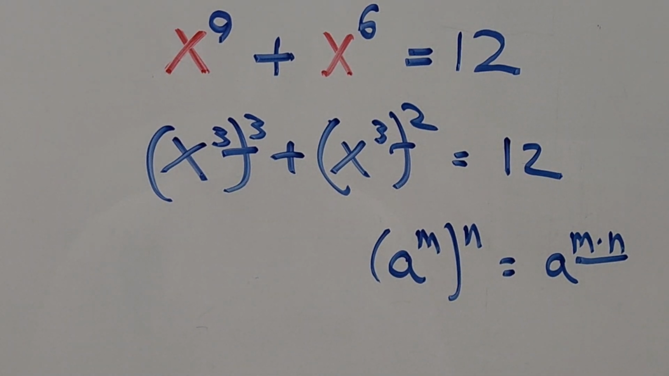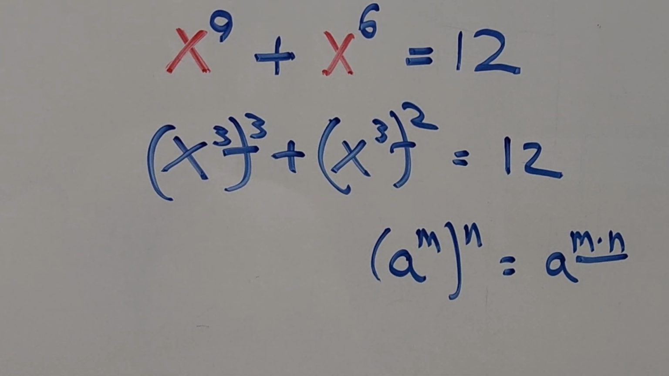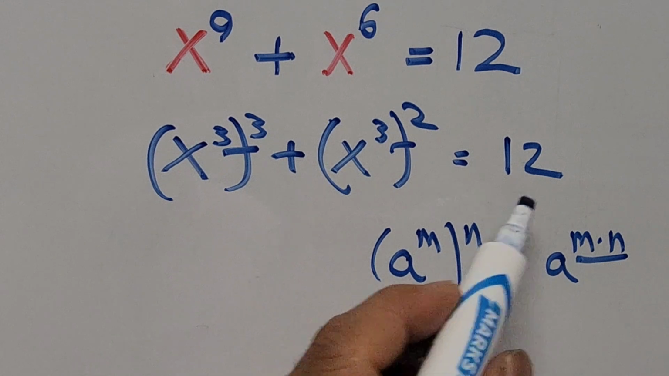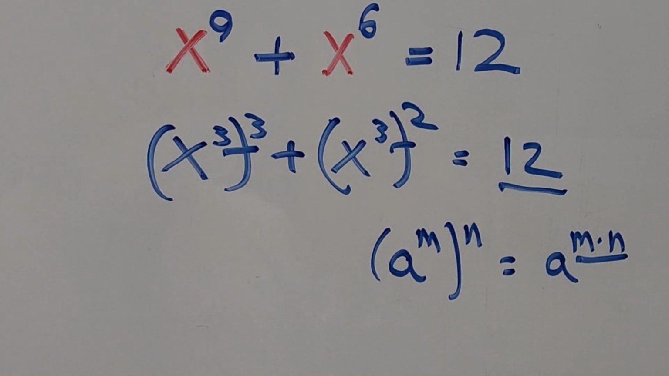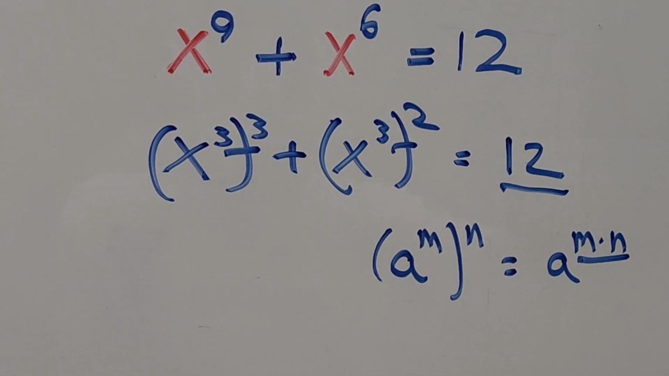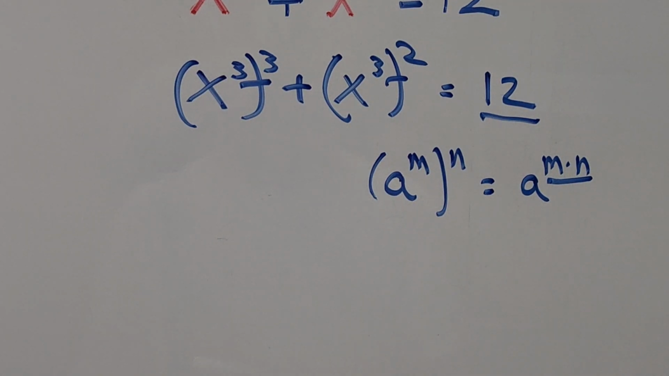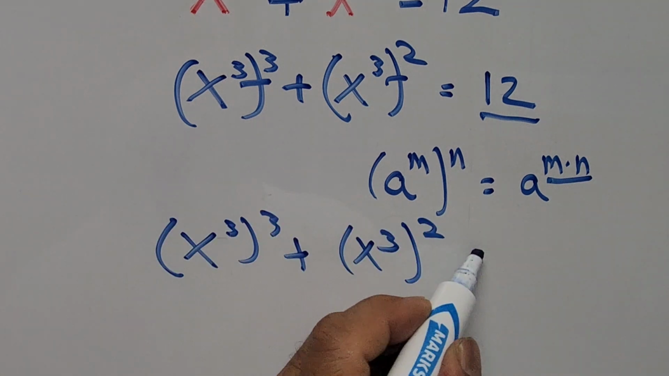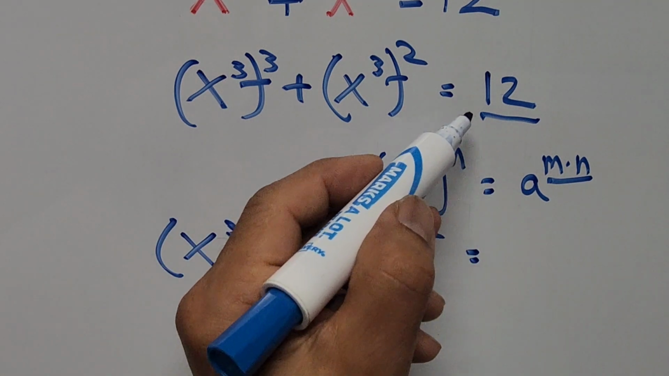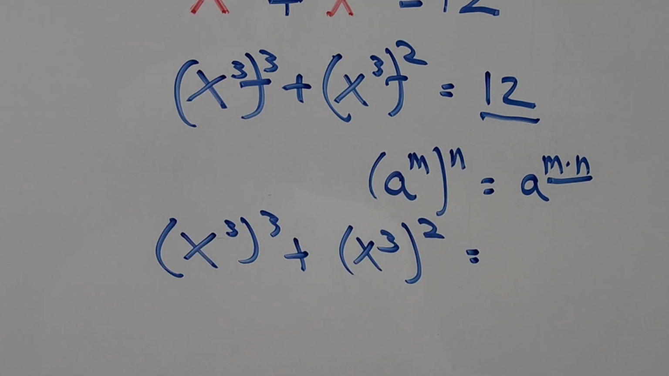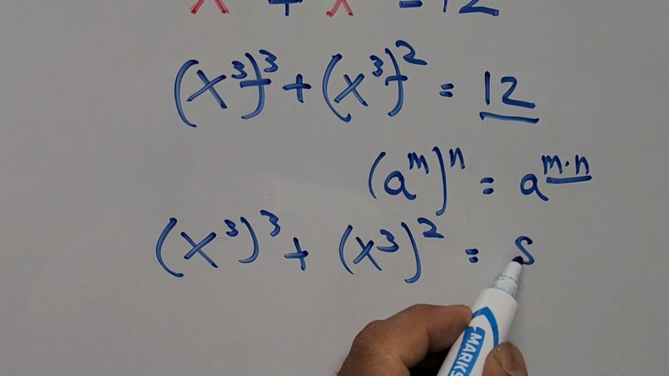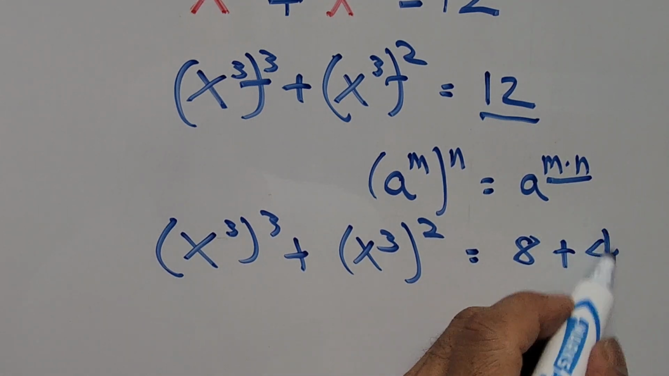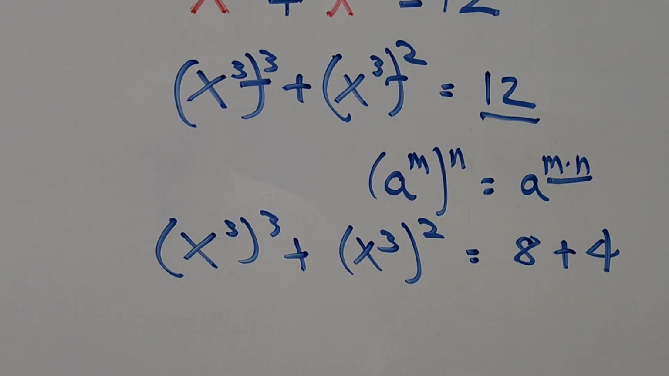And so what will be the next step? How about the constant term on the right side of the equation, the 12? What are we going to do with the 12? All right, let's do it this way. Right now we just copy the left-hand side of the equation, and the constant term 12 on the right-hand side can be written as 8 plus 4, right? Since 8 plus 4 is 12.